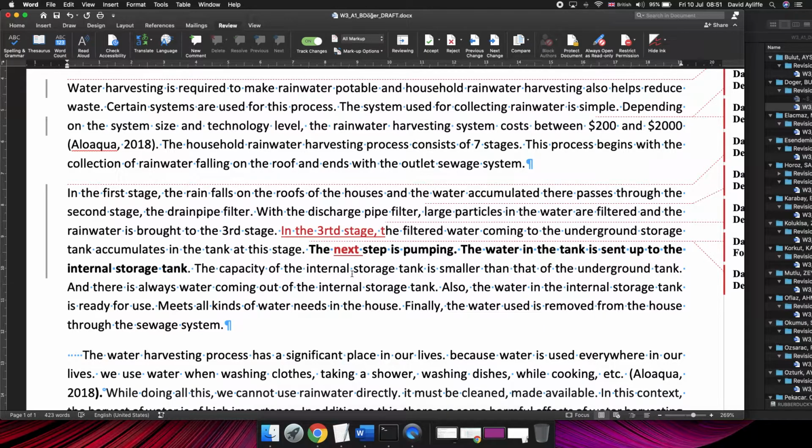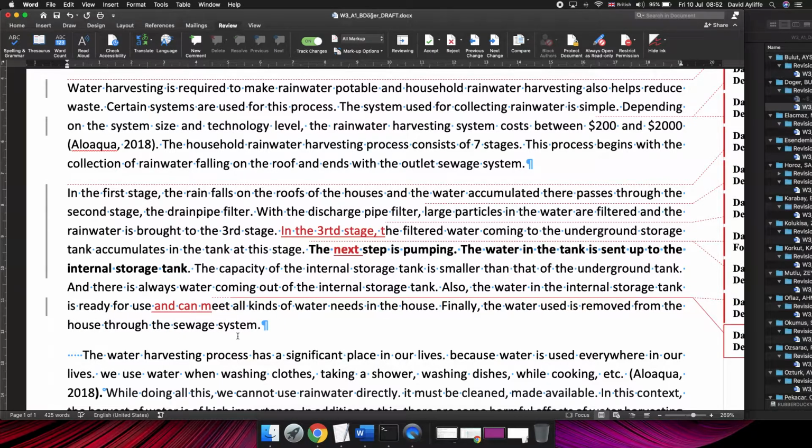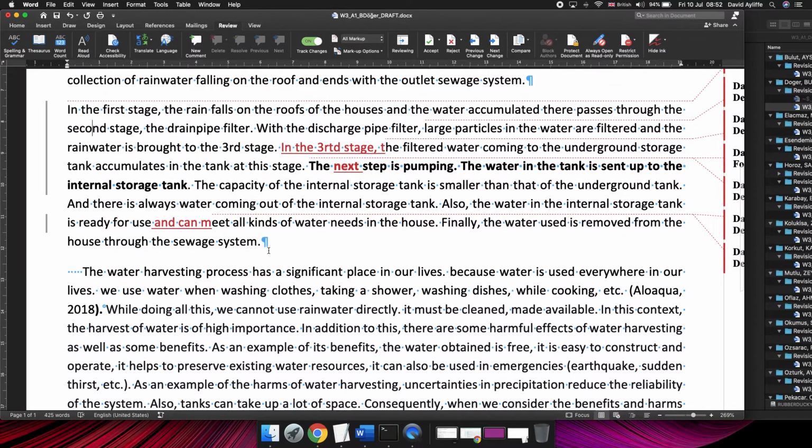The capacity, okay, very nice. Also, the water in the internal tank storage is ready to use, meets all kinds of water needs. That sentence needs to be connected to something. Here. And can meet all kinds of water needs in the house. Okay, that's now a nice sentence. Finally, the water used is removed from the house through the through. Okay, very nice, very nice. A couple of problems, but very nice.